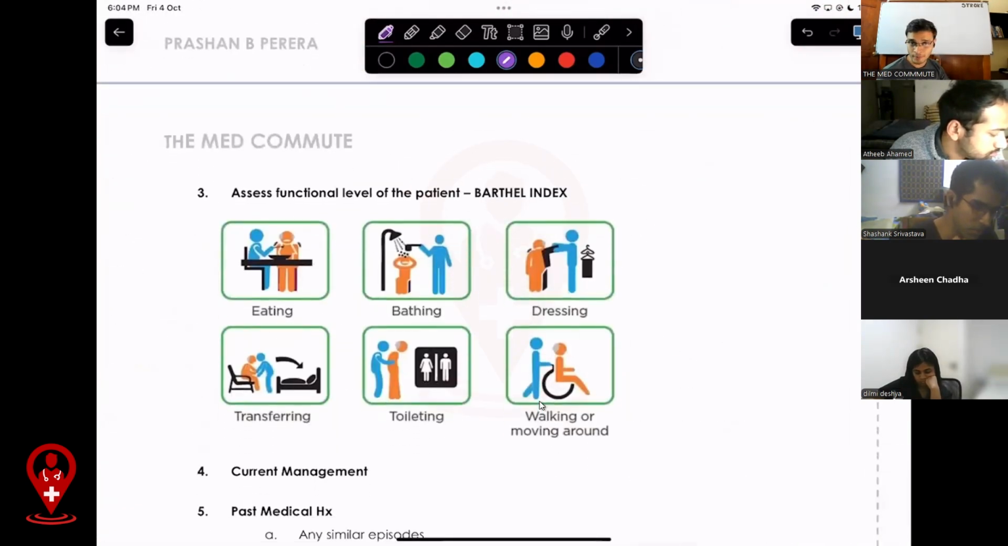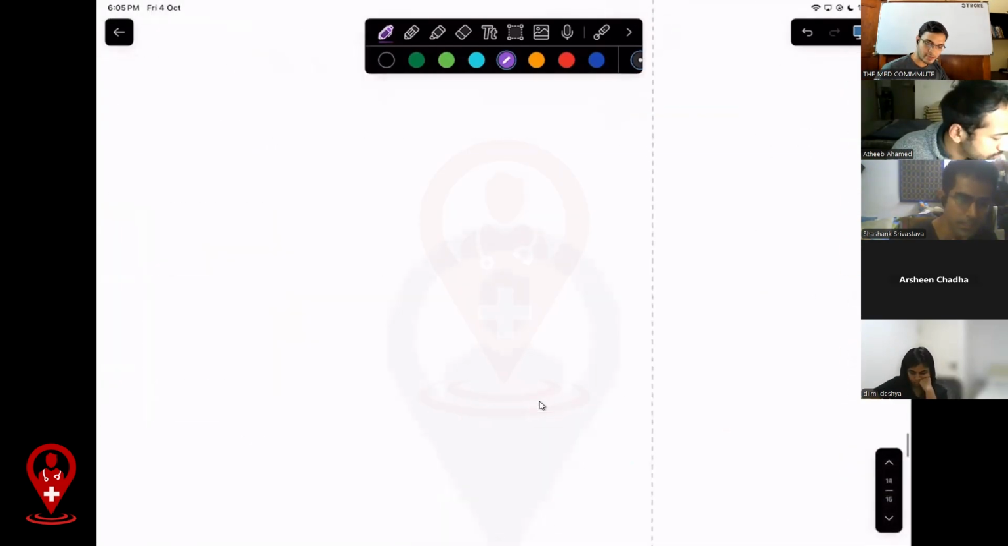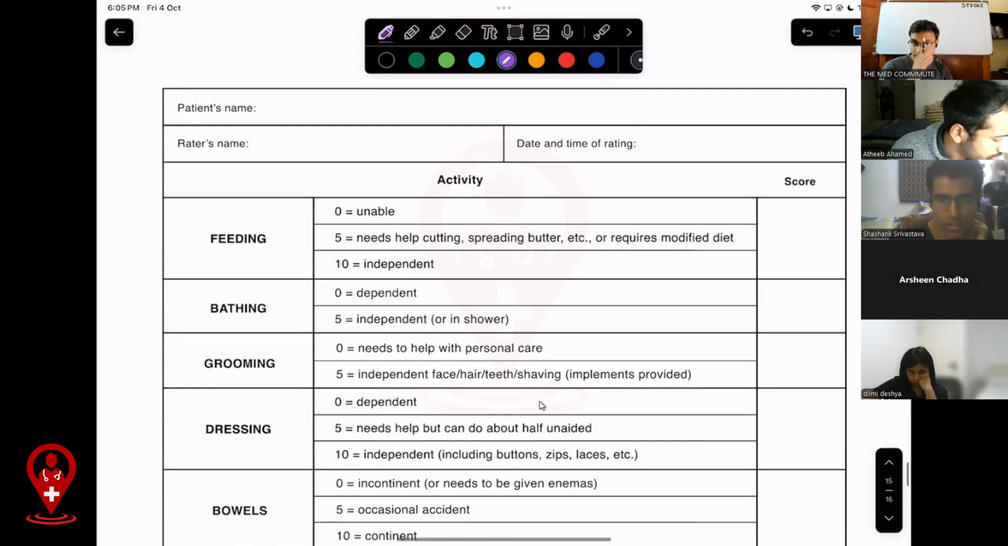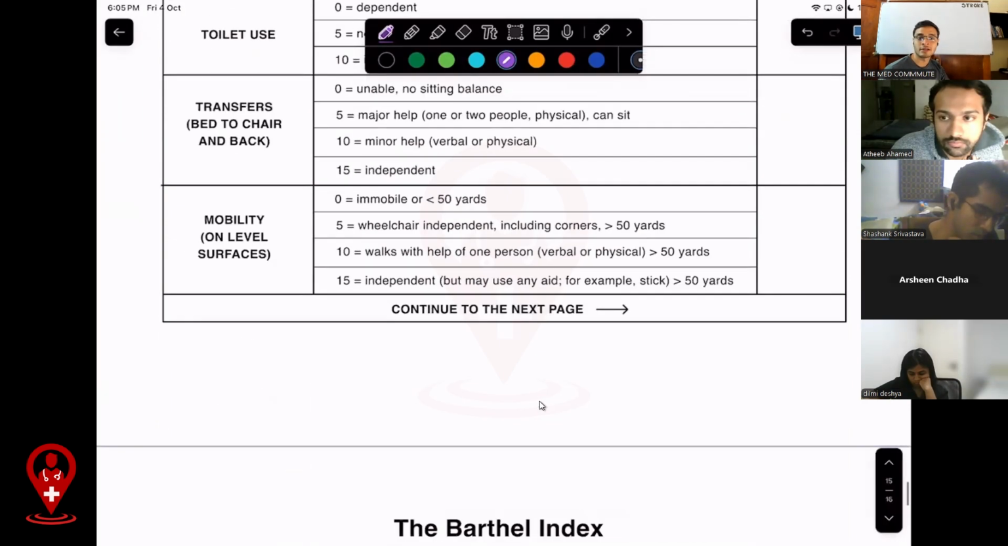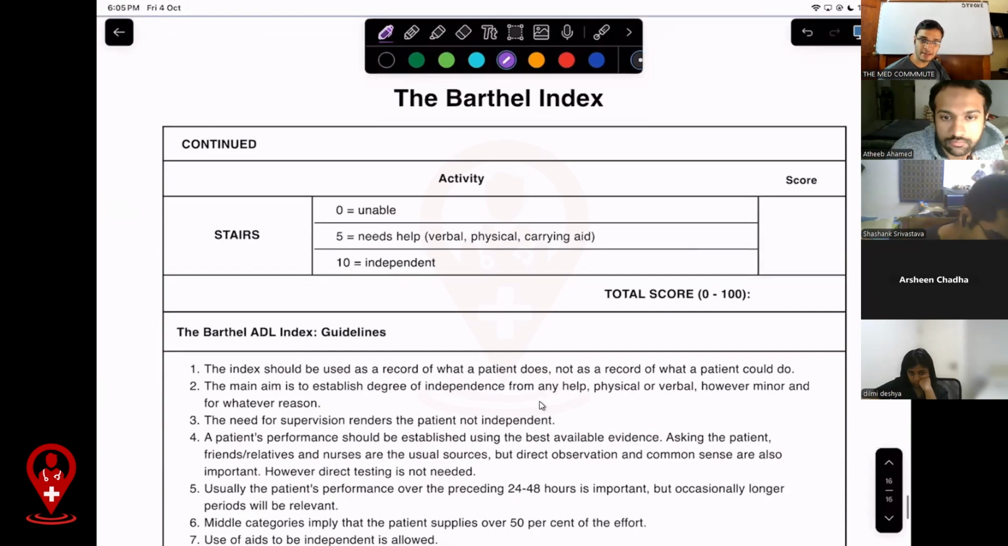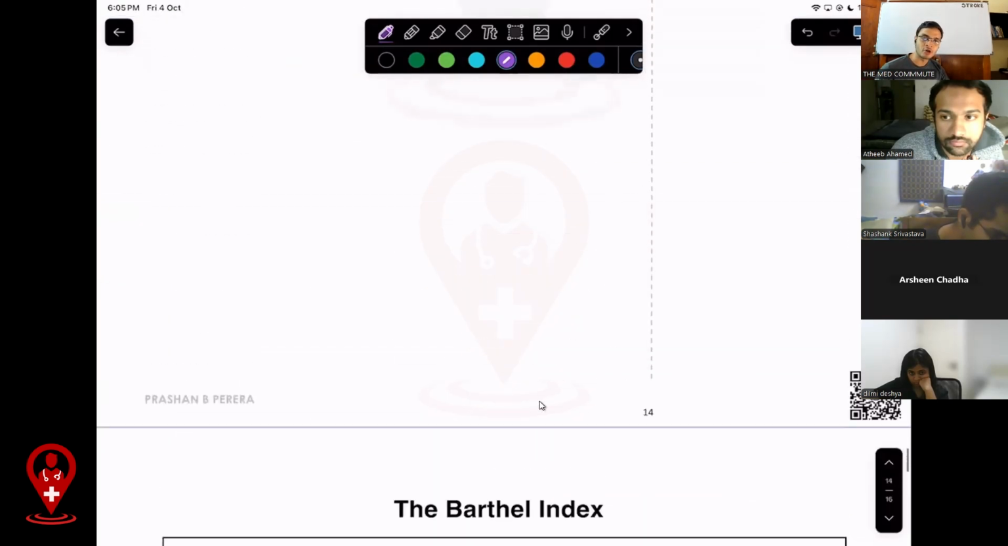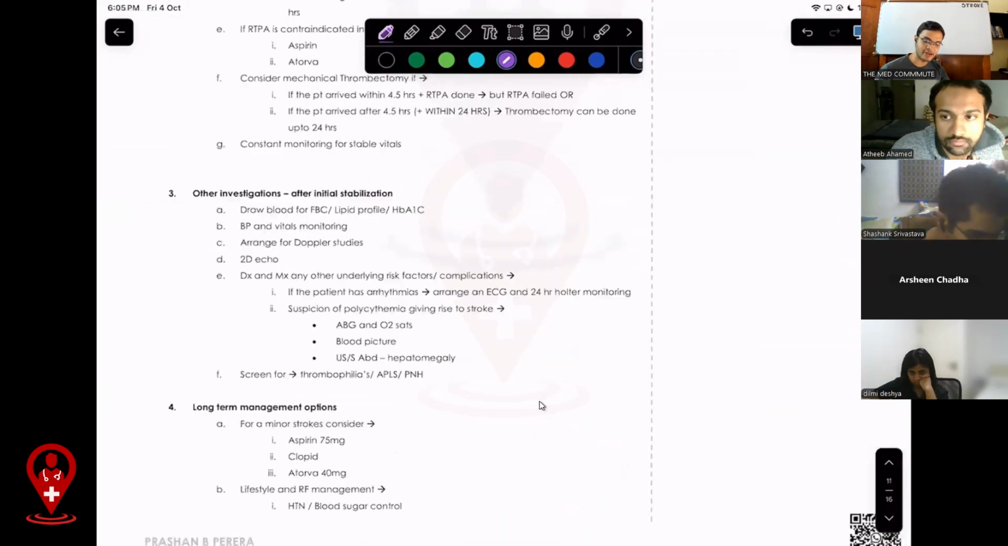I sent this in the group as well. What we call the Barthel index. I have it in my note, I attached it to the last page. You all can take a look at your notes as well. There are 10 items in this Barthel index, guys: feeding, bathing, grooming, dressing, bowel, mobility. Here, we assess how much assistance the patient needs to carry out these basic activities.